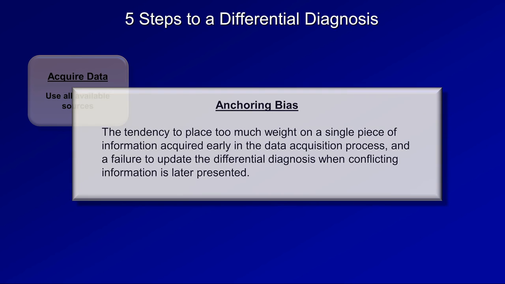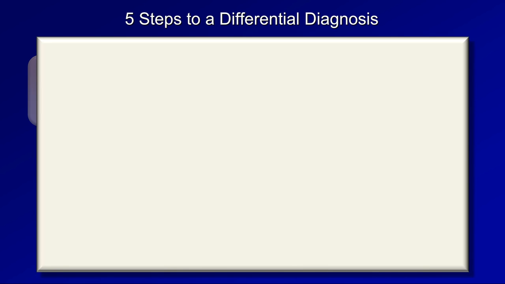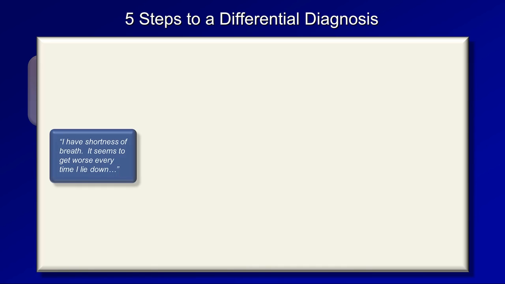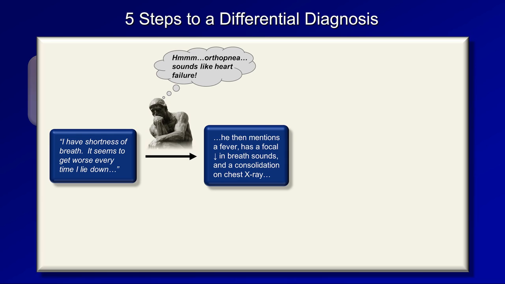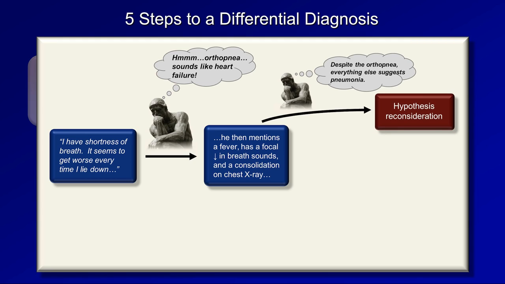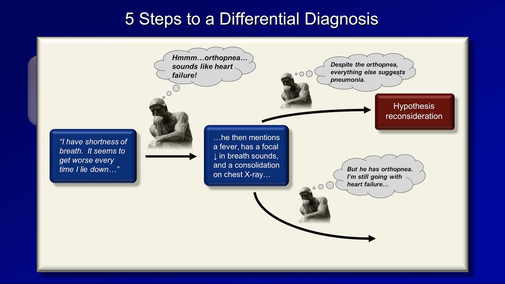For example, if a patient's HPI, or history of present illness, focuses on his shortness of breath, and he happens to mention early on that it's worse when lying down, a specific symptom called orthopnea, that may lead a clinician to begin hypothesizing during the interview that the patient has heart failure. Additional investigation may then be appropriately directed towards confirming or refuting this hypothesis. If the clinician then learns the patient has a fever, has a focal decrease in breath sounds on exam, and a consolidation on chest x-ray, he or she should reconsider their original hypothesis. If the clinician fails to reconsider the initial leading diagnosis of heart failure, even after acquiring much data suggesting a different diagnosis, in this case pneumonia, he or she has committed anchoring bias.